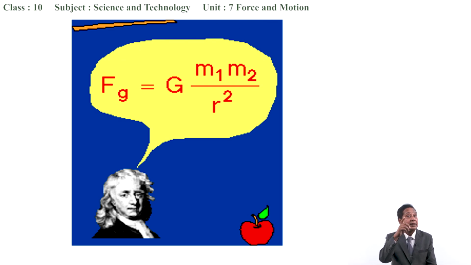It was his conclusion. And later he made a law, and with the help of the law one equation was derived later, and that equation is seen in this diagram also, in this video clip. With this equation we can calculate the gravitational force between any two bodies.